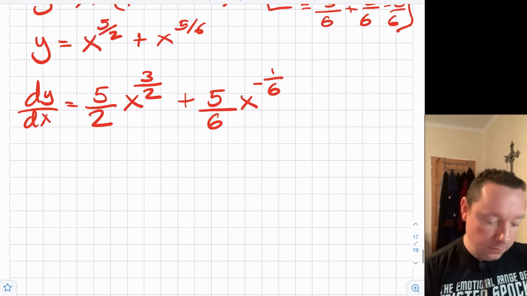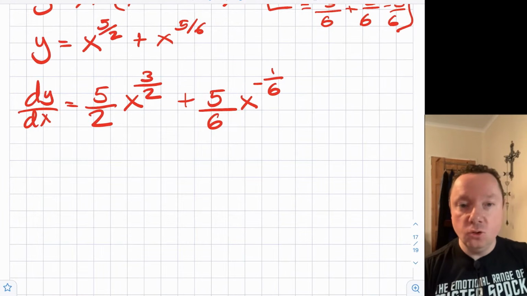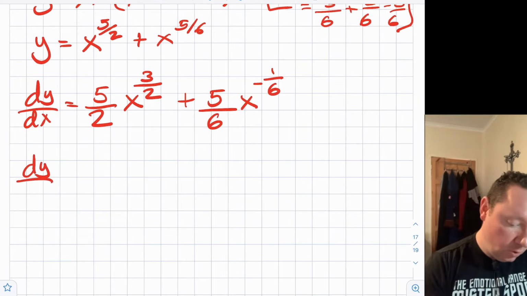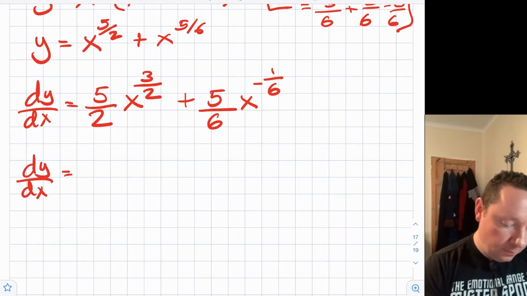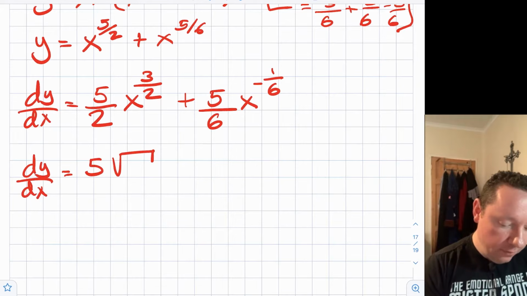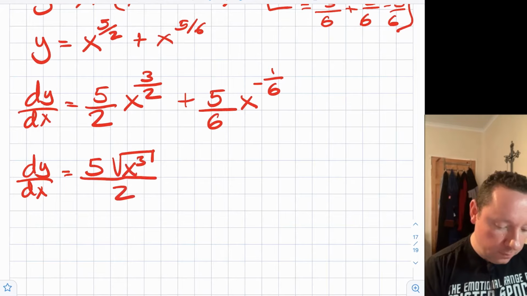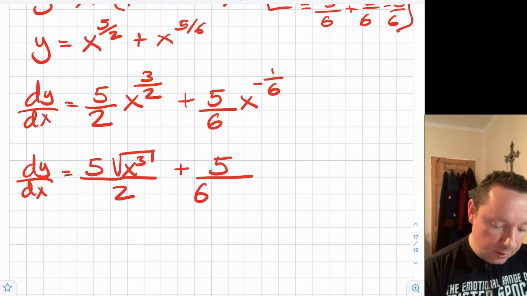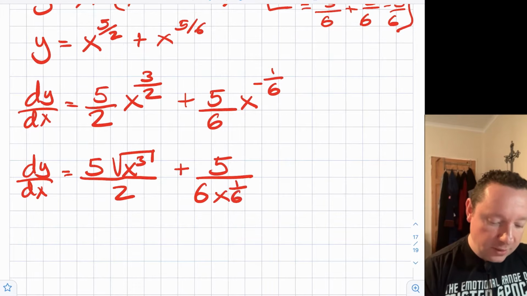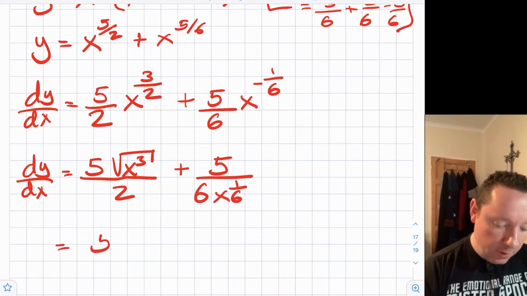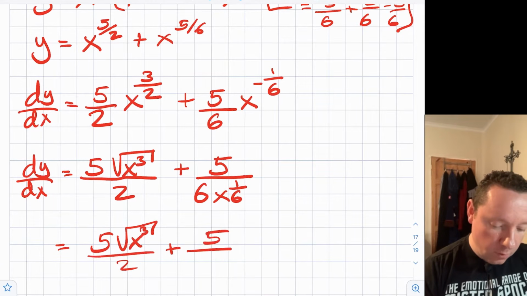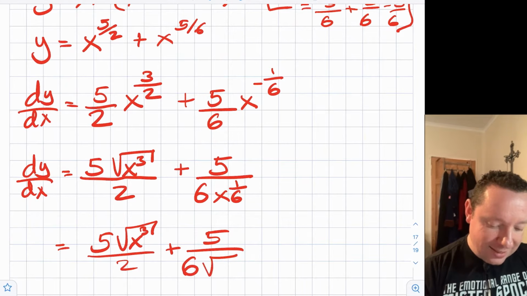So we will. Let's make it all back into roots. So dy by dx in this case would be 5 square root of x cubed over 2 plus 5 over 6 times, well, it'll be x to the 6th. I'll write that first and then I'll fix that one. So that is 5 square root of x cubed over 2 plus 5 over 6, the 6th root of x.